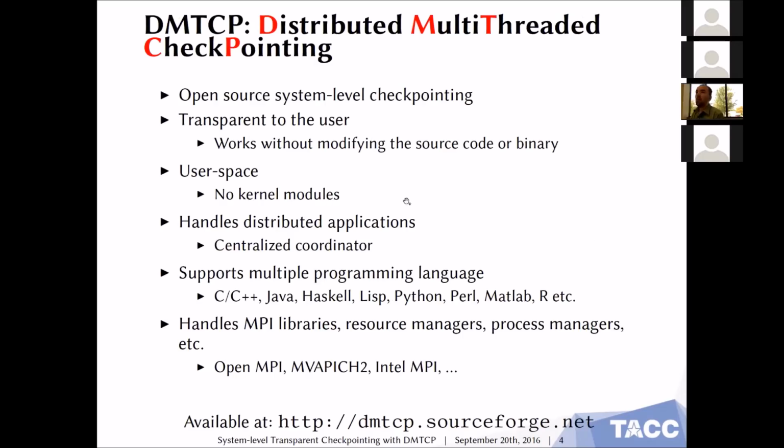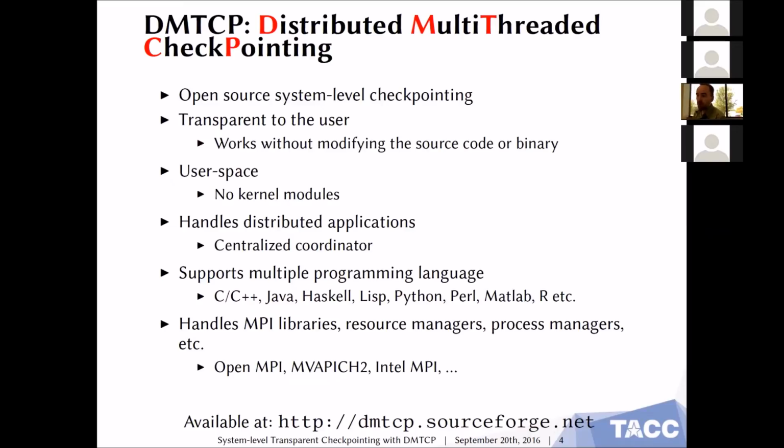So, DMTCP. What is DMTCP? As I introduced, it means Distributed MultiThreaded CheckPointing. It's an open source system-level checkpointing tool. It's totally transparent to the user. It works without any modification of the source code or the binary. It's user space level, so you don't need to apply a kernel module or something like this. It handles distributed applications with a centralized coordinator.